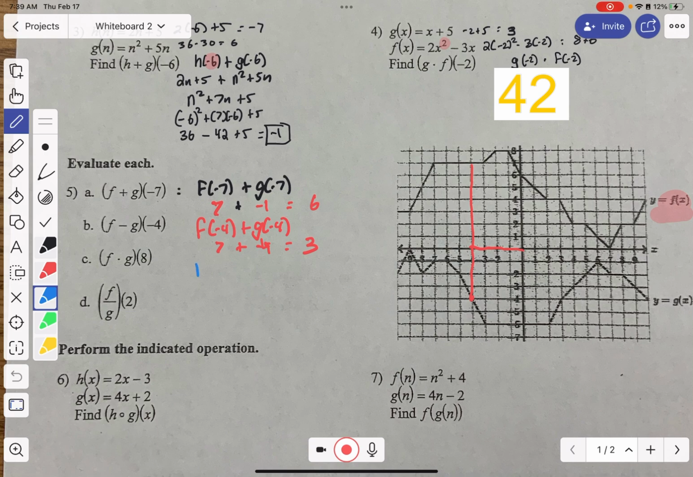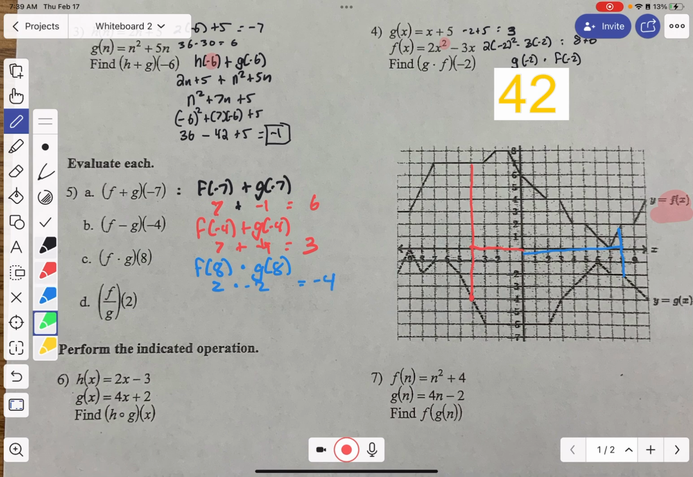Just going to go to blue. So f of 8 for C, f of 8 times g of 8. So f of 8 is 2. g of 8 is negative 2. 2 times negative 2 is negative 4.